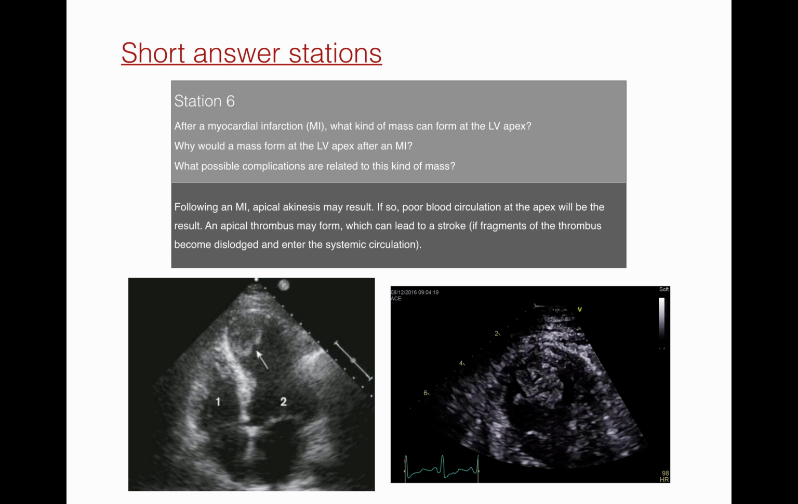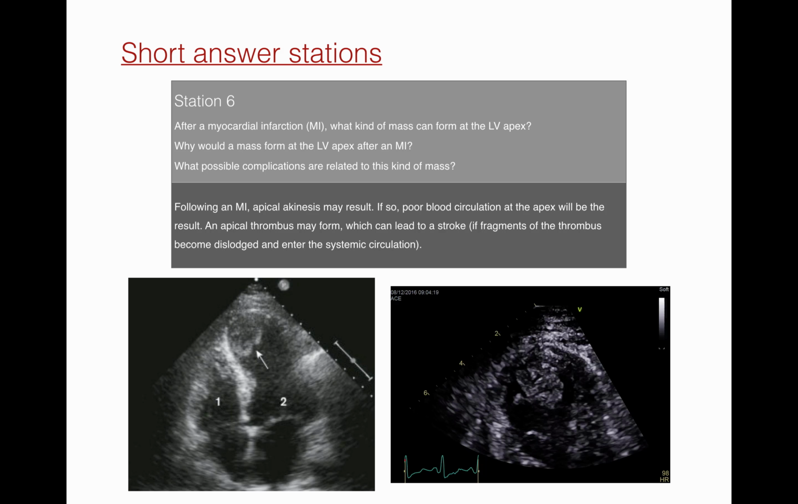Station 6 included a number of questions. After a myocardial infarction, MI, what kind of mass can form at the LV apex? Why would a mass form at the LV apex after an MI? And what possible complications are related to this kind of mass?